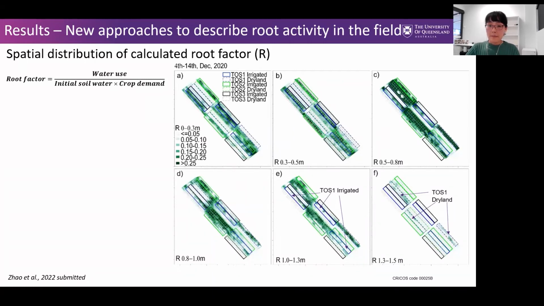Generally, this graph shows that the calculated R was consistent with the ecophysiological understanding of the crop rooting depths and its activity. For example, in the dryland treatment, the crop rooting depth is deeper than that in the irrigated treatment. And this graph also shows that the calculated R has a large variation across the whole trial and also across the soil depths. This was driven by the G by E by M interactions.